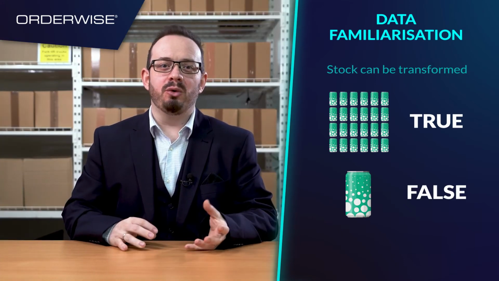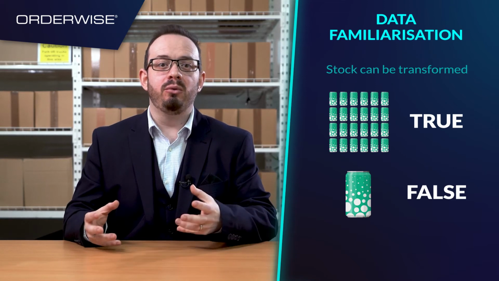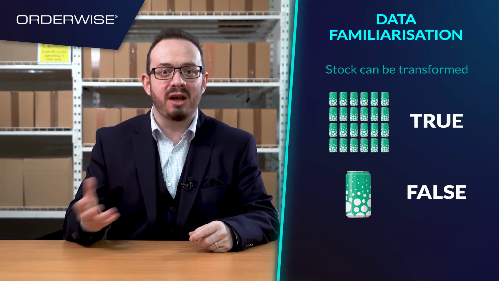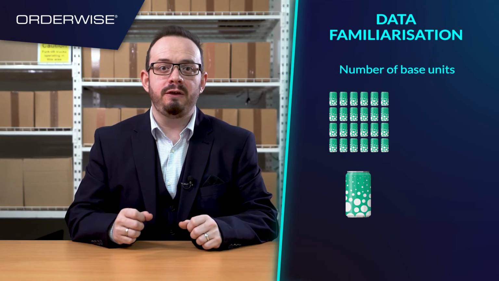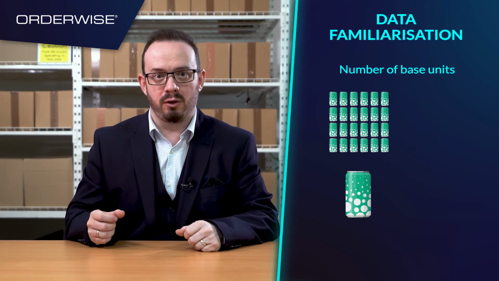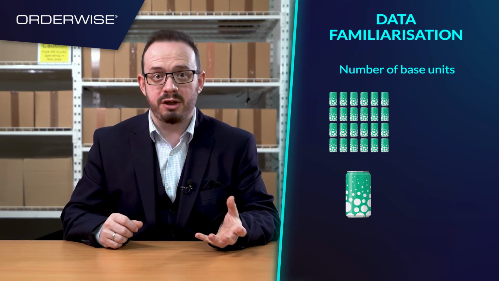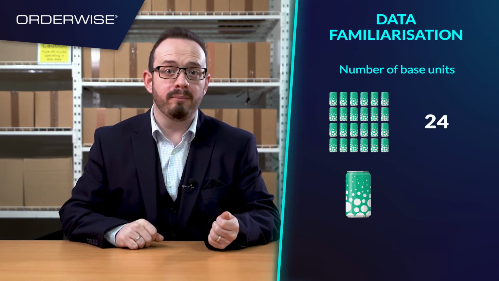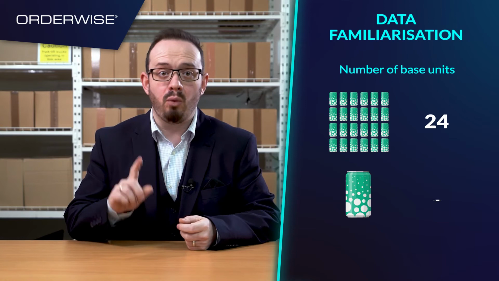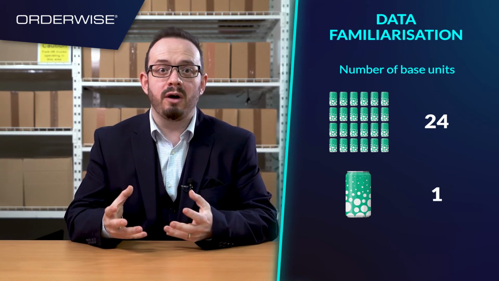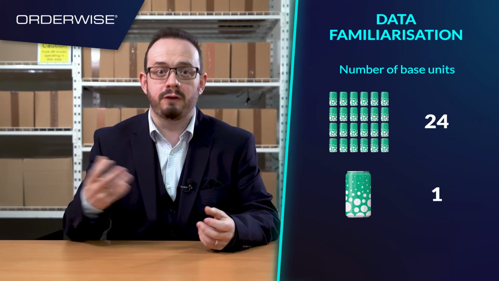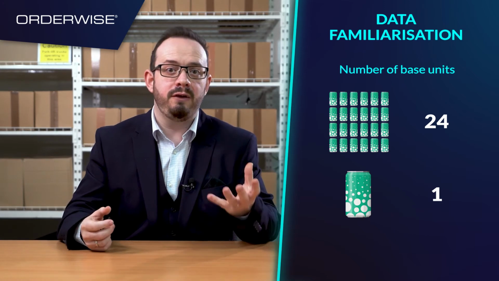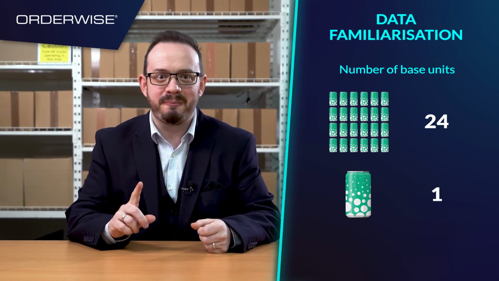Next, we need to tell OrderWise how to calculate the number of cans that can be gained from a single case. This uses the number of base units column, which is already on your import sheet. Against the case variant, you'll need to enter 24, and against the single, enter 1. Now OrderWise knows that the case can be transformed into singles, and that you can get 24 singles from one case.